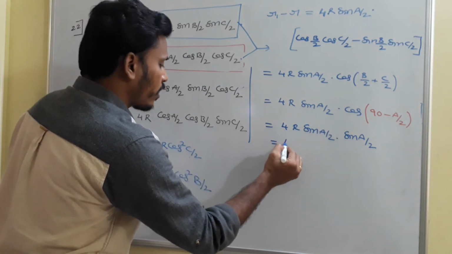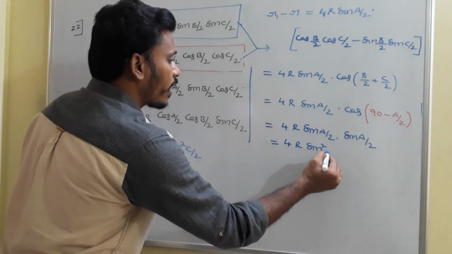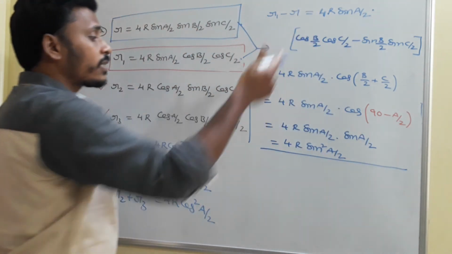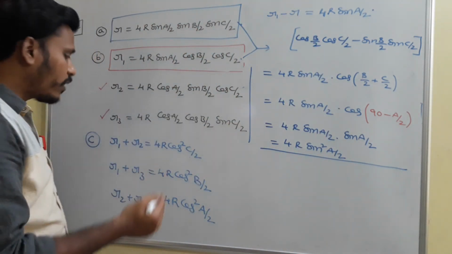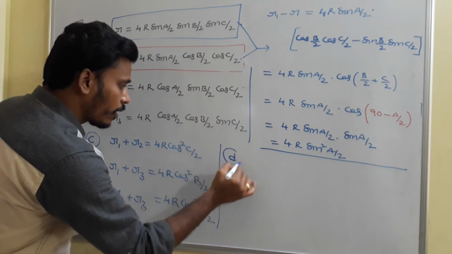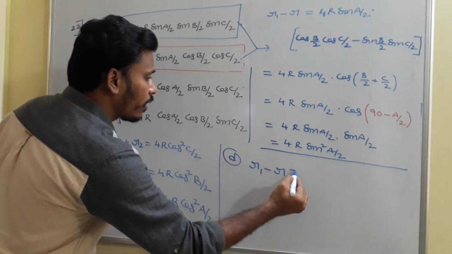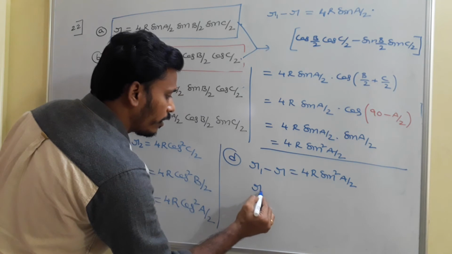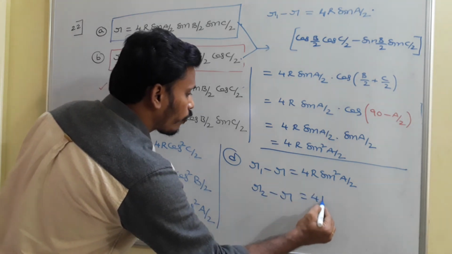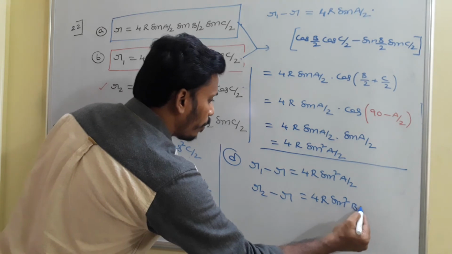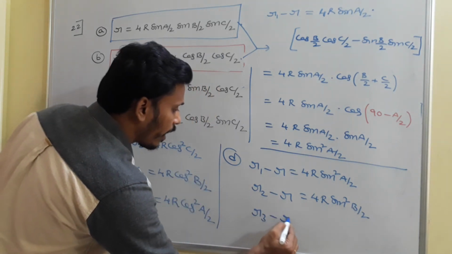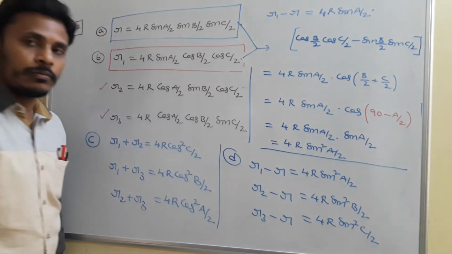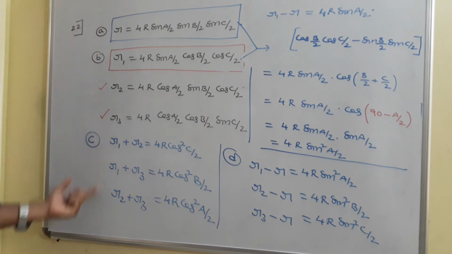4r sin A/2 into sin A/2 is what? 4r sin square A/2. So at the end we have that r1 minus r is 4r sin square A/2. With that idea I will give you D. In D, r1 minus r is equal to 4r sin square A/2, and similarly r2 minus r is 4r sin square B/2, and then r3 minus r is equal to 4r sin square C/2. Just have a look. First these four, and then C, and then D.